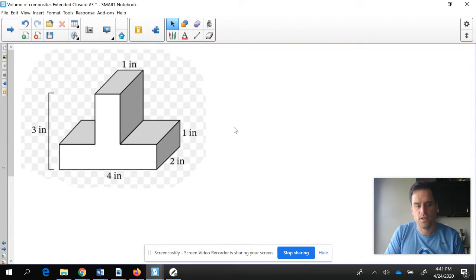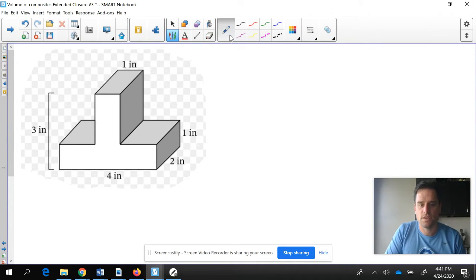Okay, so here's problem number one. If you're thinking, how do I solve the volume of that? Well, you break this down into two different 3D shapes. I'm going to make my little cut right there, and all I'm going to do is find two volumes. I'm going to find the volume of that top one, the volume of that bottom one, and we're just going to add them together.